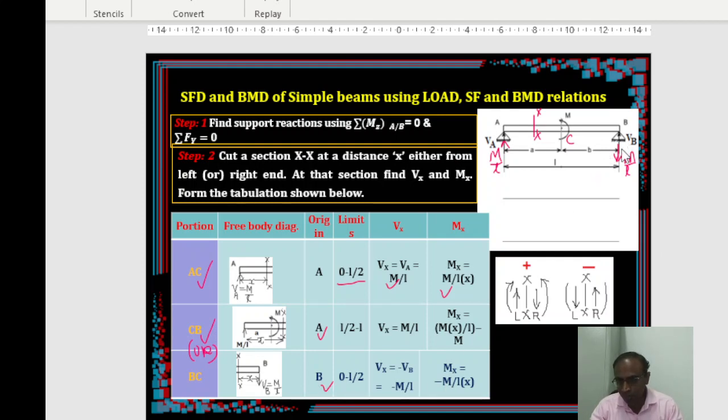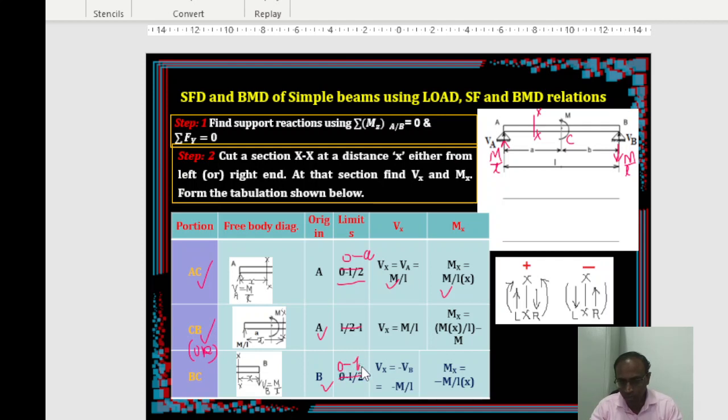The limits are from this side. What are the limits? Where is the point C? From here, 0 to, say, L by 2. Or, instead of saying that, I will slightly modify the limits, because it was wrongly typed. It is 0 to A here, because M is coming at the location A. Of course, it can be L by 2 when A is L by 2 and B is L by 2. And the limits of this one is 0 to B.